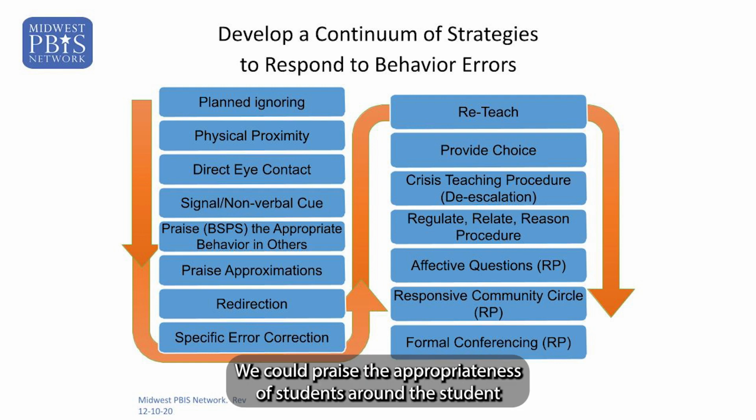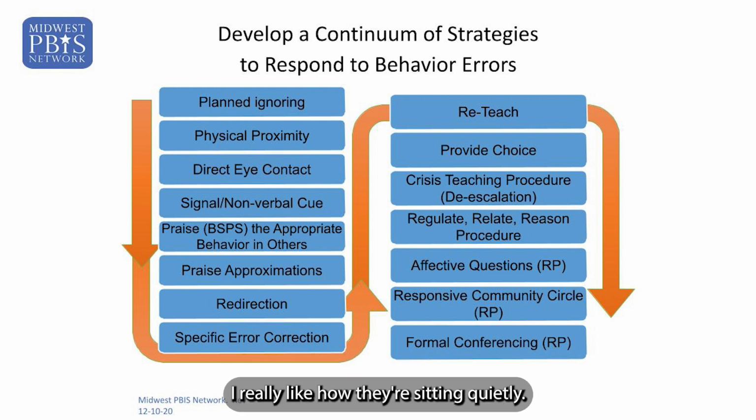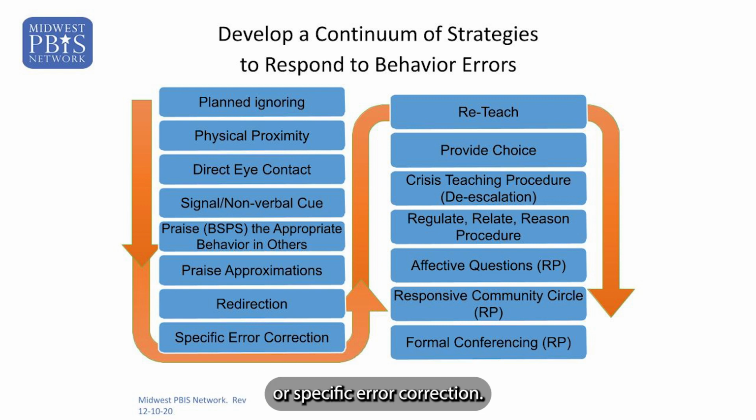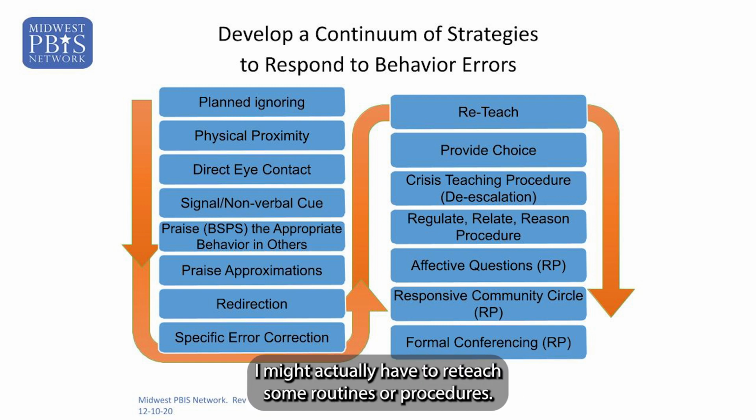We could praise the appropriateness of students around the student who might be misbehaving. So if one student's talking, I might tell the other two, I really like how they're sitting quietly. I might praise approximations or use some mild redirection or specific error correction. If need be, as you can see, we get a little more intense on the other side. I might actually have to reteach some routines or procedures.